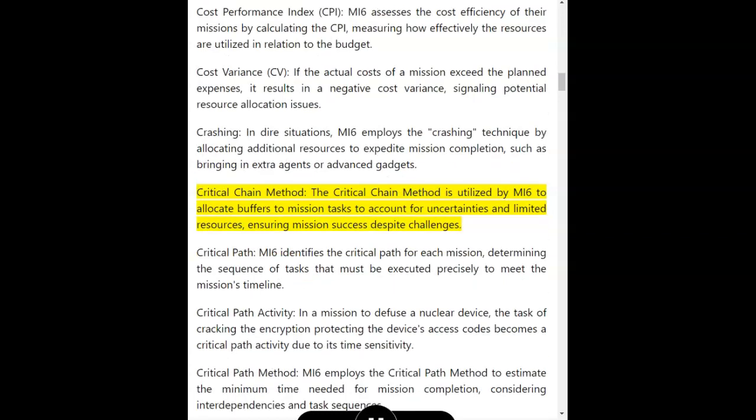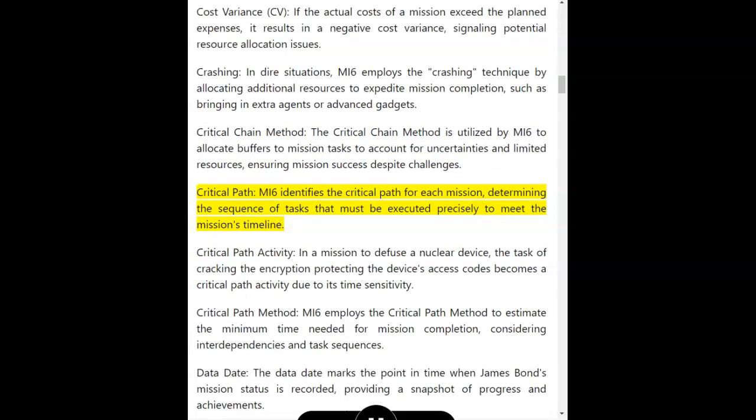Critical Chain Method. The critical chain method is utilized by MI6 to allocate buffers to mission tasks to account for uncertainties and limited resources, ensuring mission success despite challenges. Critical Path. MI6 identifies the critical path for each mission, determining the sequence of tasks that must be executed precisely to meet the mission's timeline.